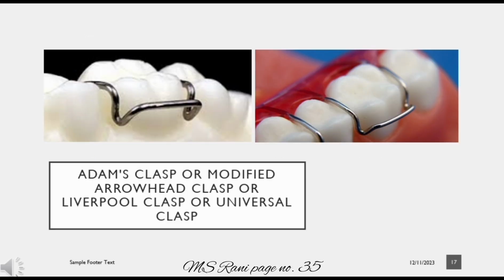The next clasp which we are going to talk about is Adam's clasp, also known as arrowhead clasp, Liverpool clasp or universal clasp. It is the most commonly used clasp, used on any tooth but generally on molars and premolars. The parts of the clasp are the bridge, arrowhead and retentive arms.